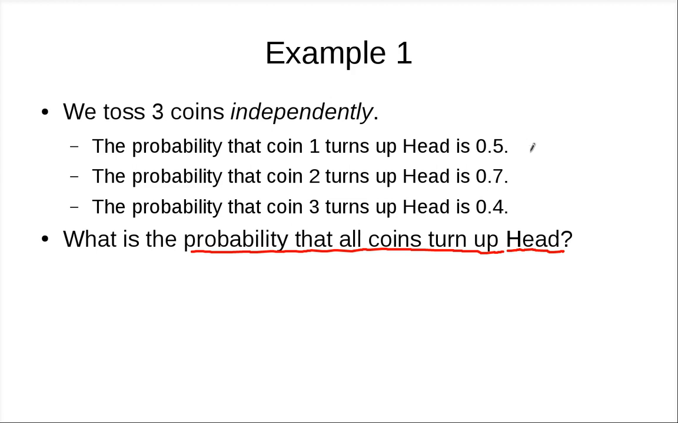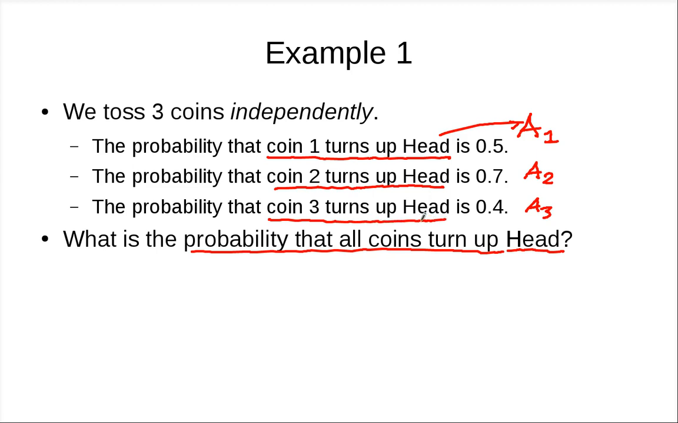So let's try to be really precise. Let me define three events. The first event A1 is the event that coin one turns up head. Also let me define event A2 similarly, so coin 2 turns up head. And event A3 is the event that coin 3 turns up head. So we want to compute the probability of A1, A2, A3.